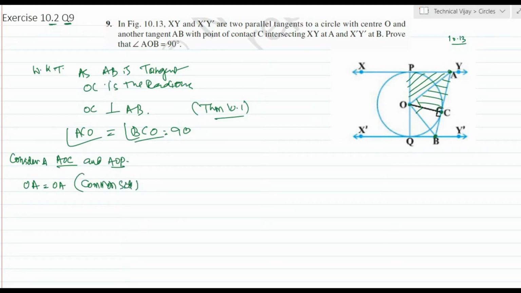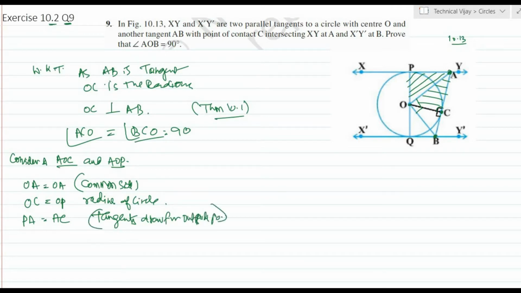Now you see, OC is the radius and OP is also a radius, so OC is equal to OP. This is the radius of the circle. Now this is a tangent. A is a point from which tangents are drawn, so PA is equal to AC. Tangents drawn from an outside point are equal, that is Theorem 10.2.